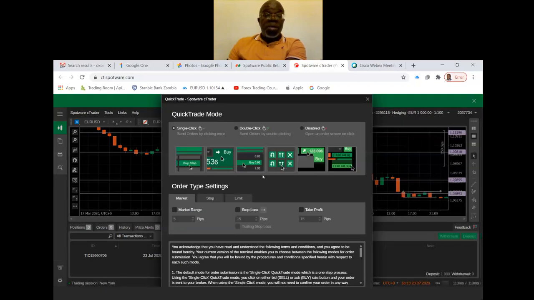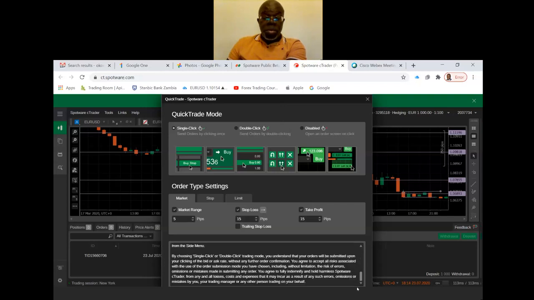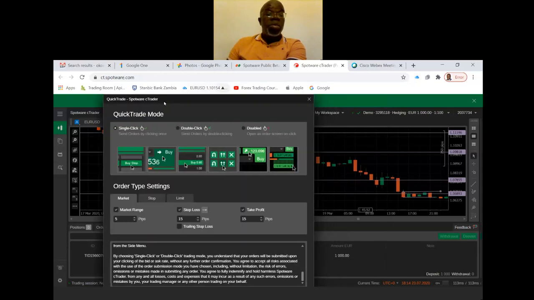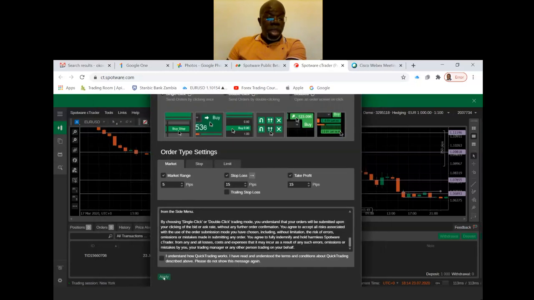Okay. I've not used this before, but double click, single click. Yep. No, single click. Stop loss, take profit, market range. All right. These are settings that you have to set before you take your first trade. Then apply.